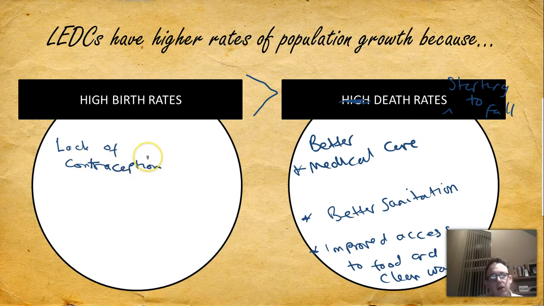Lack of contraception. By contraception I mean things like condoms, the pill, etc. And it's not readily available. In the UK, for example, you can pop down to Tesco and get yourself a packet of condoms if you want to. In places like Tanzania or Kenya, it's not quite as easily accessible. So when people are having sex, they're not protected or don't have any form of family planning. So that may be another one, lack of family planning.